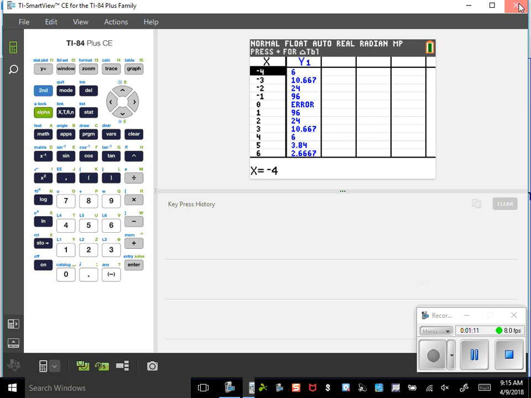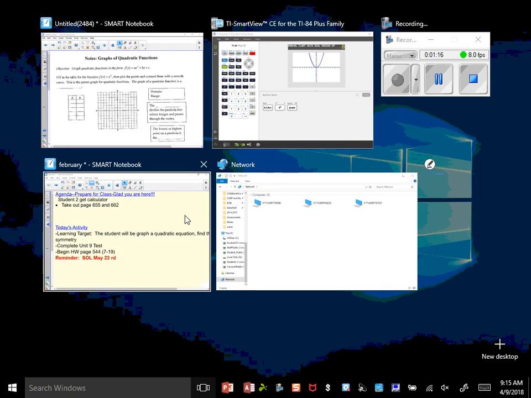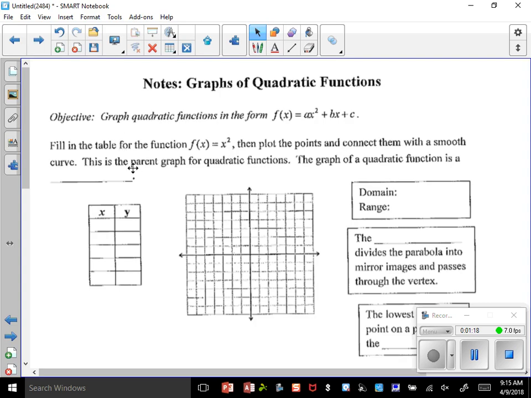So let me close this out. All right, so going back to our note page, that's what we call the parent function. So it's like the main function. So that's why we call it the parent function. And the graph of a quadratic function is a parabola. So the name of it is called a parabola. I know it looks like "parabola," but it's actually pronounced parabola.